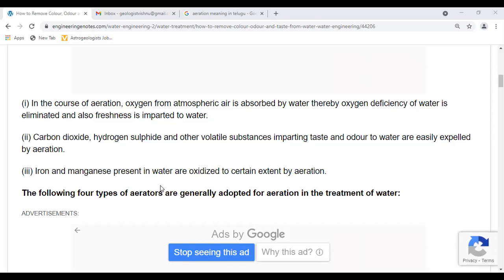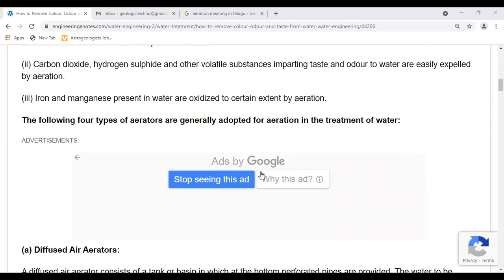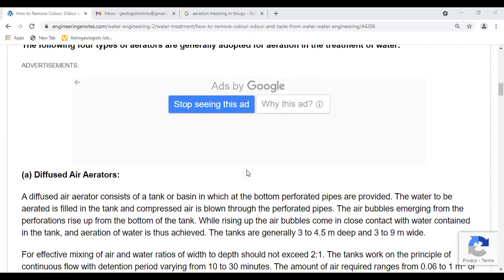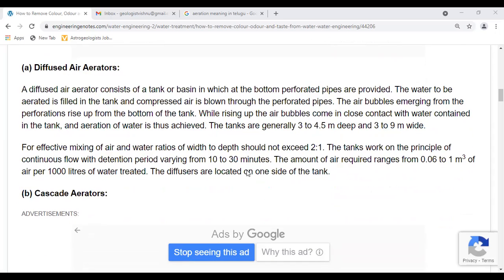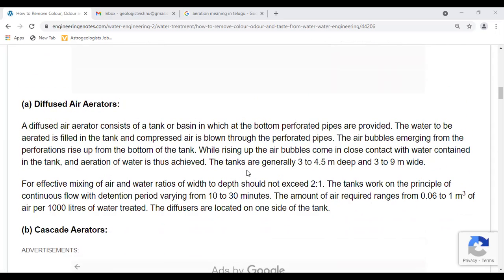The following four types of aerators are generally adopted for aeration in the treatment of water, particularly removal of color and odor. The first one is the diffused air aerators.